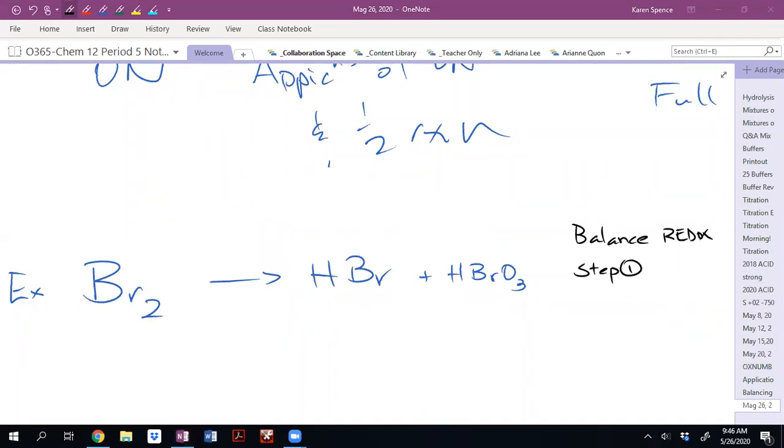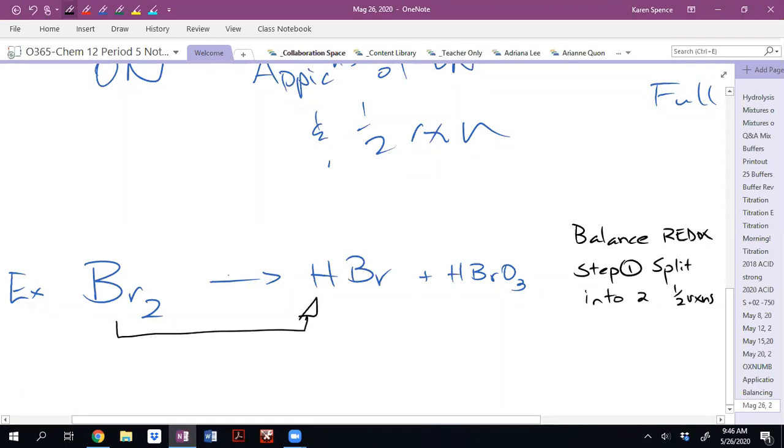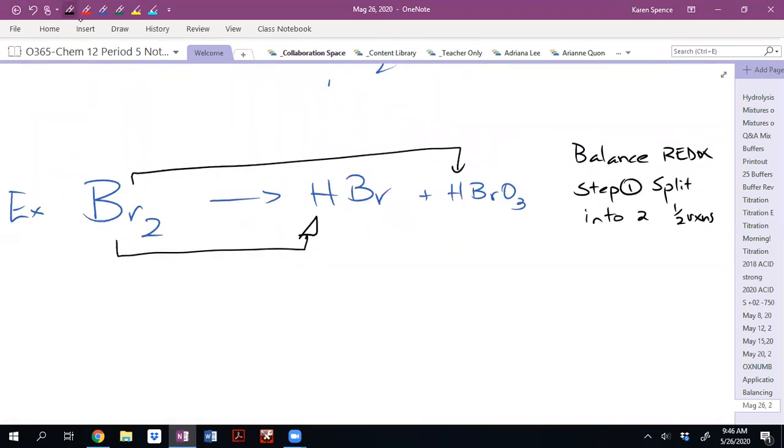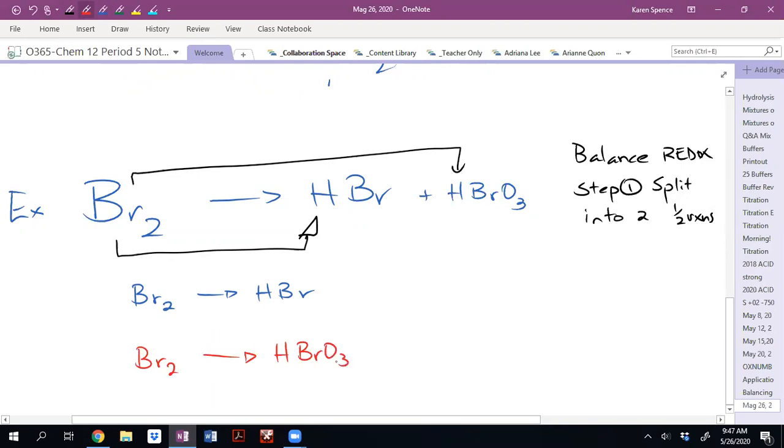Yes, we have to split it into 2 half reactions. So let's do that. We've got half reaction A, and we have half reaction B. So we have Br2 goes to HBr, and then we have Br2 goes to HBrO3. Excellent. So that is step 1, and step 1 is done.